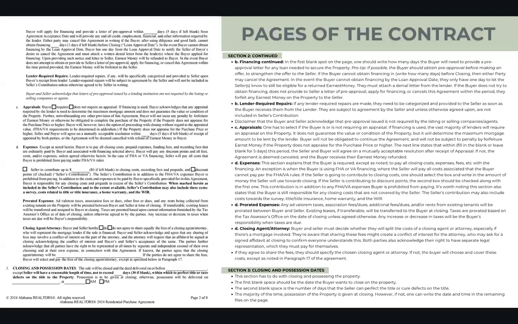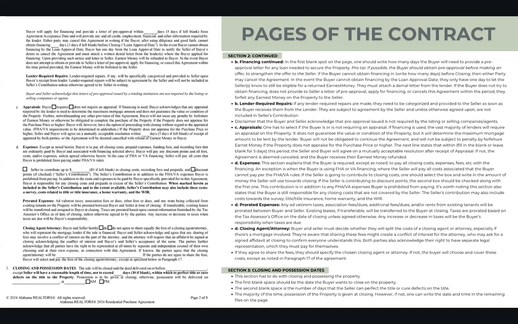All right, lender required repairs. So if the lender is requiring that repairs be made, they need to be categorized and provided to the seller as soon as the buyer receives them from the lender. And a disclaimer is that the buyer and the seller acknowledge that pre-approval issued is not required by the listing or selling company or agents.